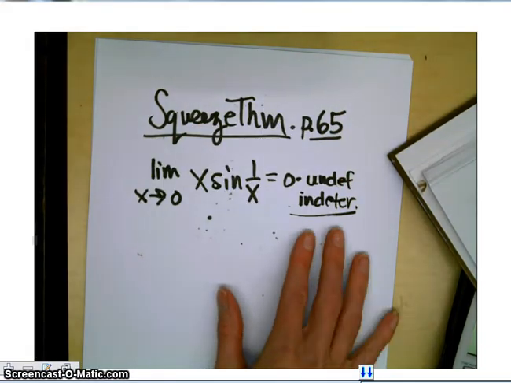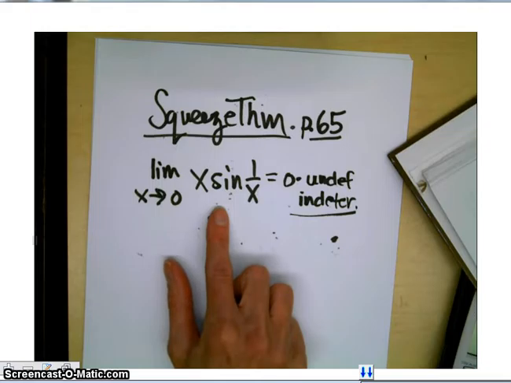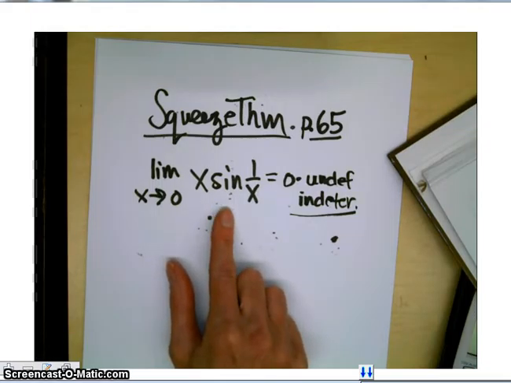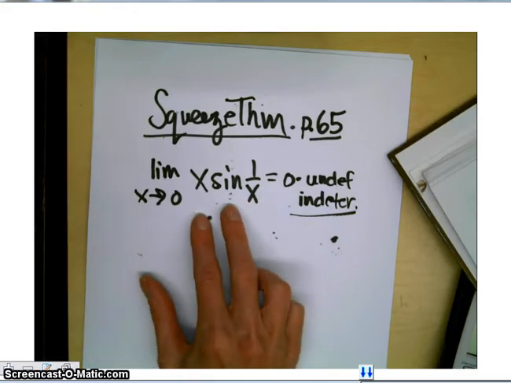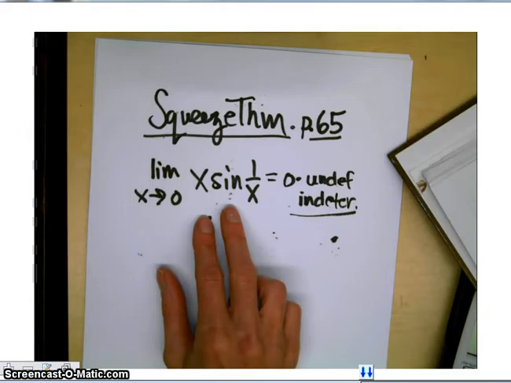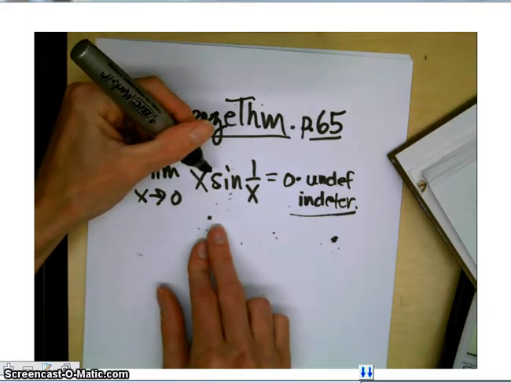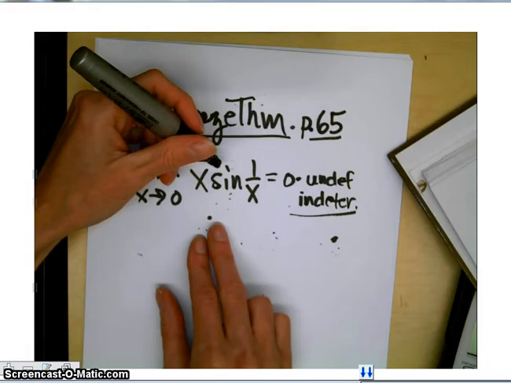So that just means I need to try to do this a different way. Problem is that there's no algebra I can do to this. I could make a table of values. I could look at a graph, but there's something else that they like to use here, and that's called the squeeze theorem.